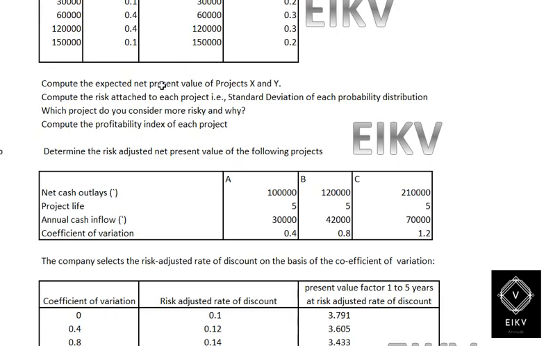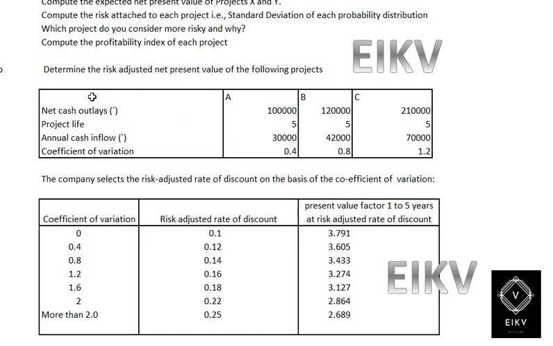Going further, compute the expected net present value of Project X and Project Y. Compute the risk attached to each project, the standard deviation of each probability distribution. Then the third one, which project do you consider more risky and why? Compute the profitability index of each project.